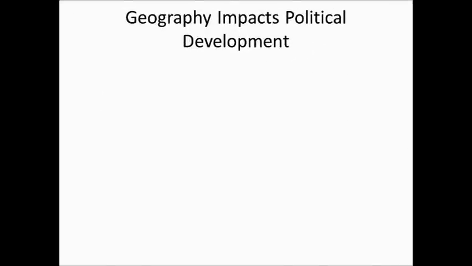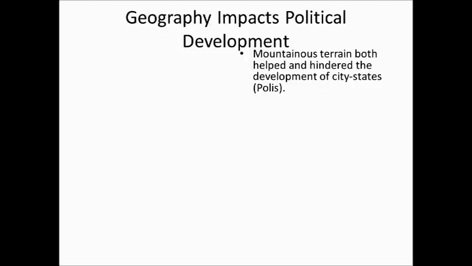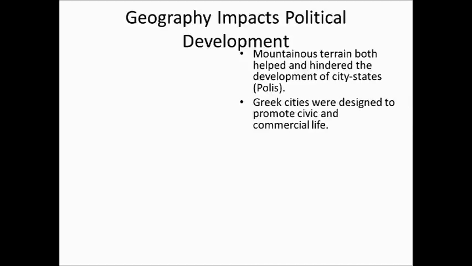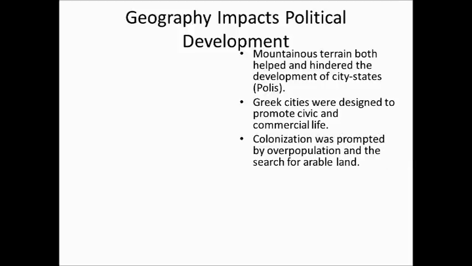Okay, so how does geography impact this political development? We already said that the mountains hindered the development of large areas. So city-states form, and they are independent of one another. And they were designed to promote civic and commercial life within those city-states. But what happens is a lot of land is not available to provide crops.